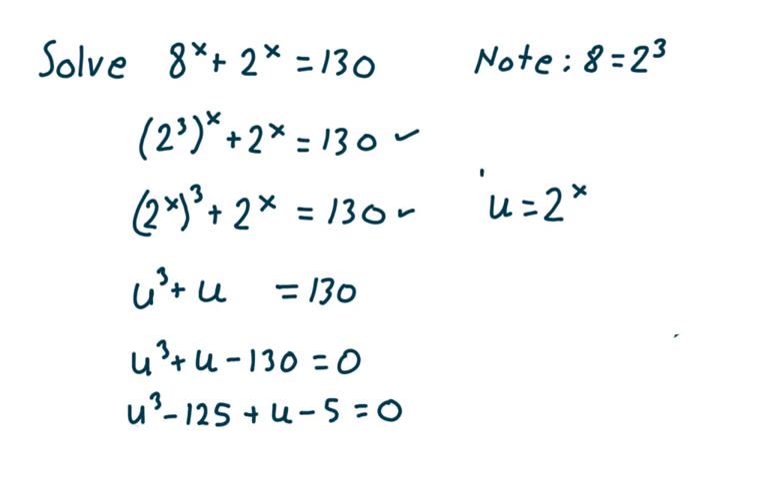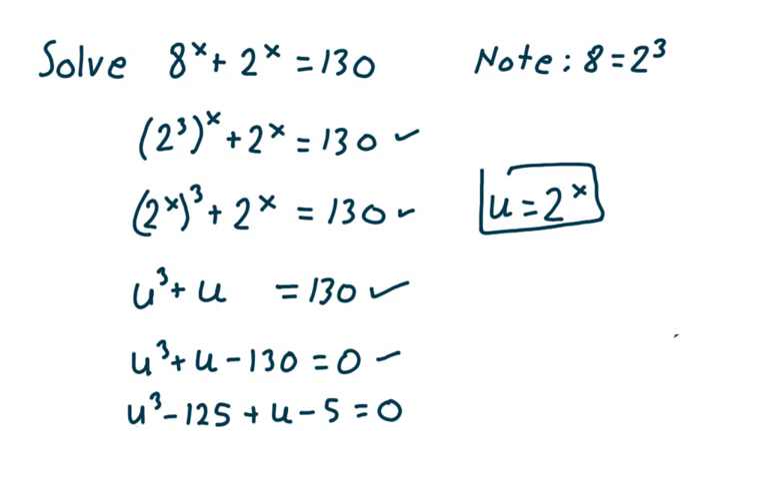I'm going to let u equal 2 to the x. So I can rewrite this as u cubed plus u equals 130. So this is a cubic equation where I'm going to solve for u. So moving the 130 over to the other side, I get u cubed plus u minus 130 equals 0.